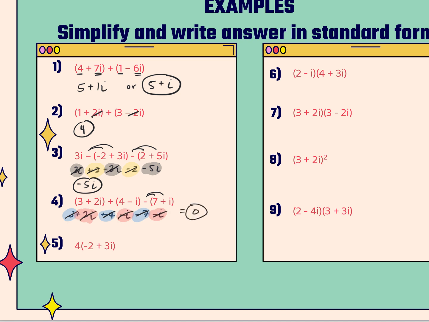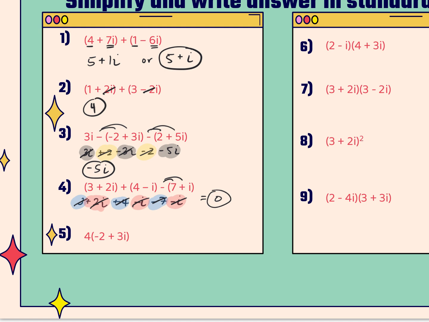Okay. Now we're going to multiply with i. And again, as we multiply, we treat it like a regular variable. So if I was to distribute the 4, I would get minus 8 plus 12i.